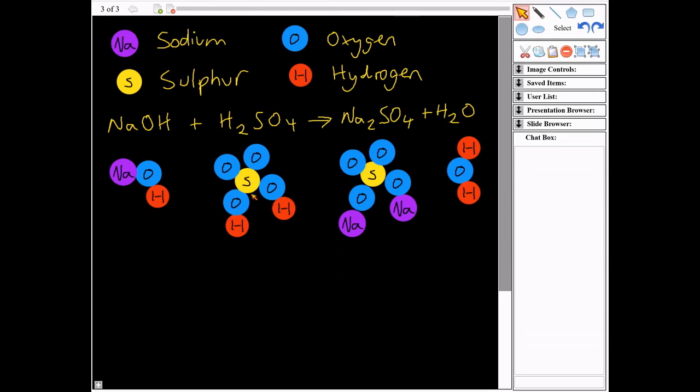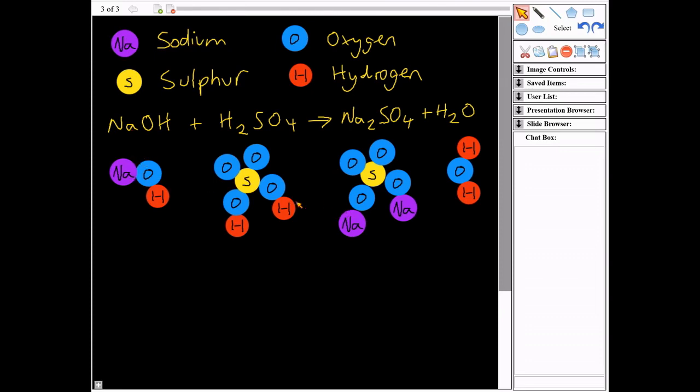Now, when I add a new compound, I can't add just individual atoms. I can't just add one sodium. I've got to add the entirety of the compound because these are the ingredients I've got for my reaction. So I've got NaOH. I haven't got anything else. That's what I've got. So if I add more, I have to add an entire NaOH.